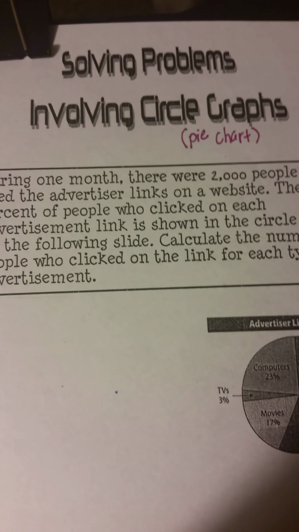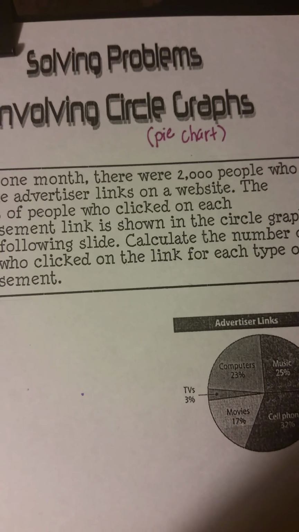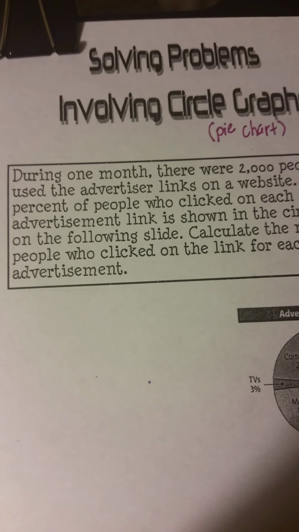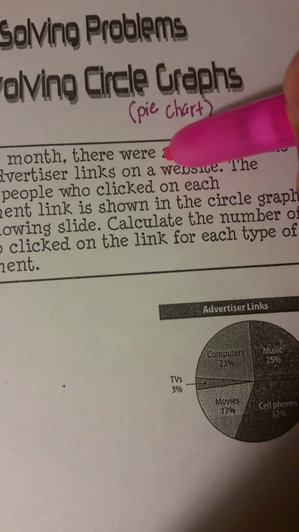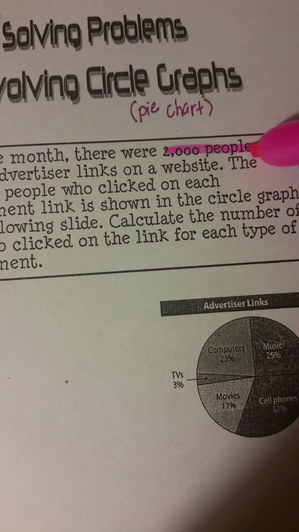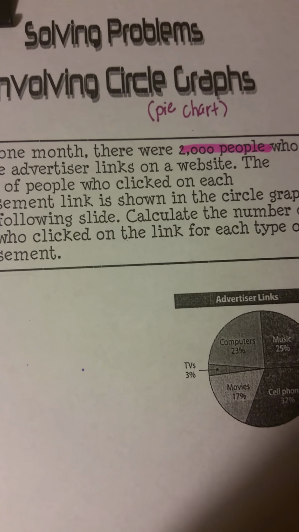It says during 1 month there were 2,000 people who used advertising links on the website. So here, 2,000 people. That 2,000 people, I'm guessing, is going to be our whole.